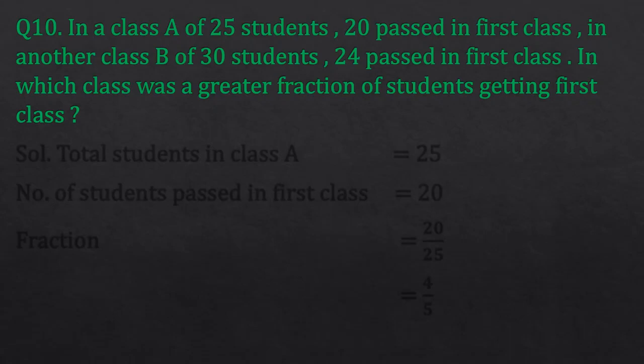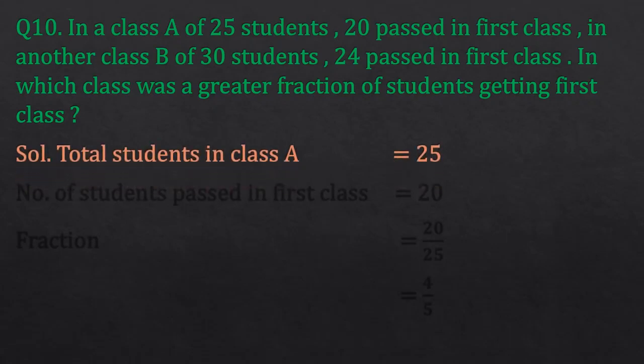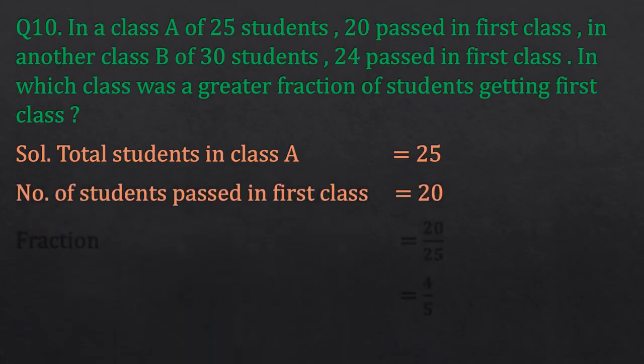Now let us first of all do it for class A. We will find out the fraction of class A. Total students in class A 25. Number of students passed in first class 20. So what is the fraction? Total will come in the denominator. That means 25 will come in the denominator. And the number of students that we have taken out is 20. That will come in the numerator. So the fraction is 20 upon 25. Convert into lowest form. 5 4s are 20. 5 5s are 25. So it is 4 upon 5.